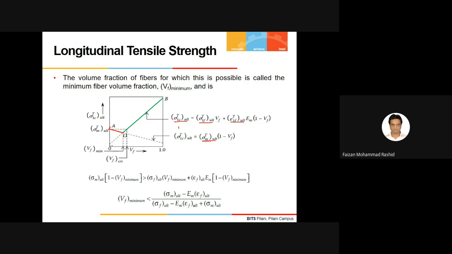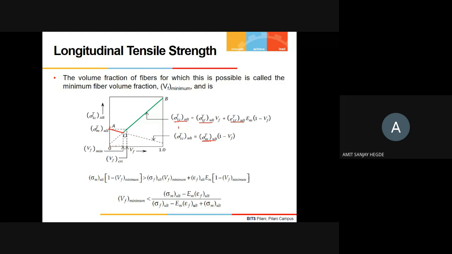Before this volume fraction, you see here, the strength of your matrix is larger than the strength of your fiber composite material. Are you able to see? Yes, sir. So this means the volume fraction of fiber which is possible is called the minimum volume fraction. This much fraction of fiber should be there in the material, which ensures that the strength of my composite is greater than the strength of the matrix. Are you getting the point or not?